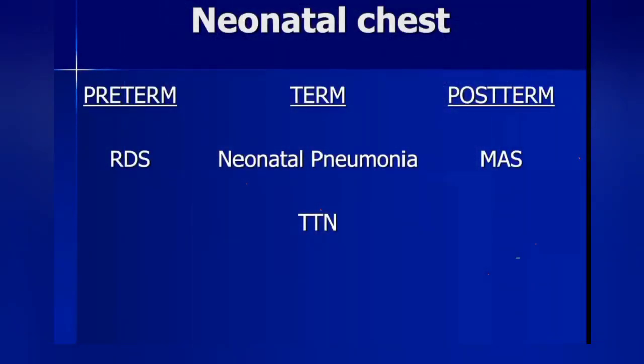So if you want to report a neonatal chest, always concentrate on the gestational age. If the patient is preterm with low lung volume, think of RDS. If the patient is a term baby with adequate lung volume on chest radiograph with multiple opacities, think of neonatal pneumonia or TTN. If it's post-term, think of meconium aspiration syndrome.